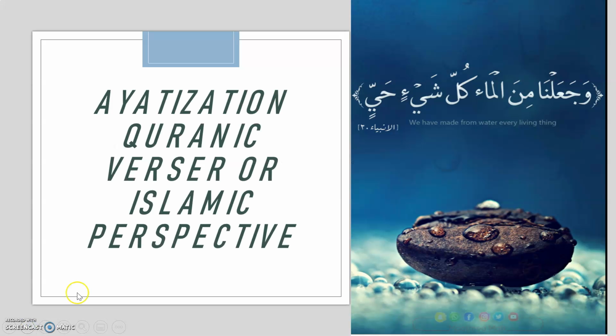Next, this is the reference for the Quranic verse or Islamic perspective. It is وَجَعَلْنَا مِنَ الْمَاءِ كُلِّ شَيْءٍ حَيٍّ. We have made from water every living thing. This shows that Phylum Porifera and Cnidaria are creations by Allah subhanahu wa ta'ala in the water.